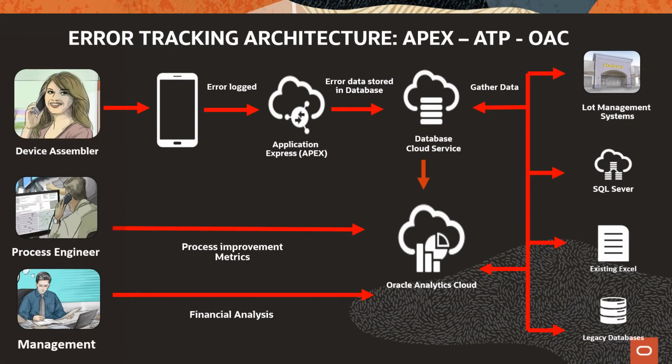To give you all a better understanding of the process, let's look at this error tracking architecture we created. It would start off with a device assembler on the manufacturing floor finding an error. Maybe that's a broken piece or a missing part. They would use the Apex app to log the error via their mobile device. This error would then be stored in ATP and accessible via the Oracle Analytics Cloud. This would then allow process engineers, management, and even the team in California to be able to access this data in real time.